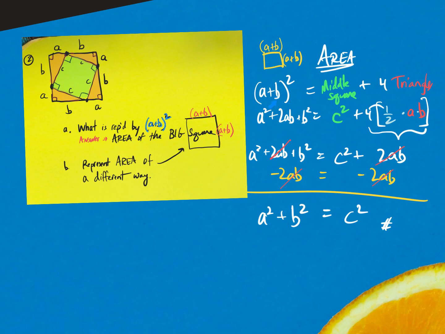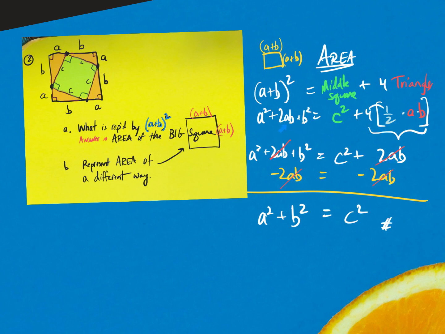Well, we already worked this out. A plus b times a plus b is this quadratic trinomial. And the middle square is c squared, c by c. And then the area of the 4 triangles, well, each of those triangles' area is 1/2 times base times height, where the base and the height are perpendicular to each other, which are a and b. So 4 times 1/2 a and b, which is 2ab.